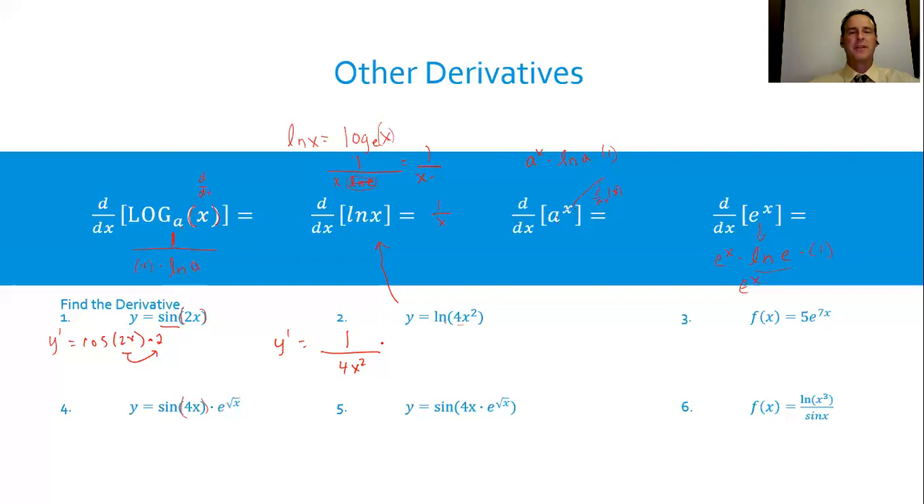But I must take the derivative of the bottom piece. And what's in the bottom? A 4x squared. The derivative of that is 8x. And then you must simplify. 8 over 4 is 2, and x over x squared gives an x on the bottom.